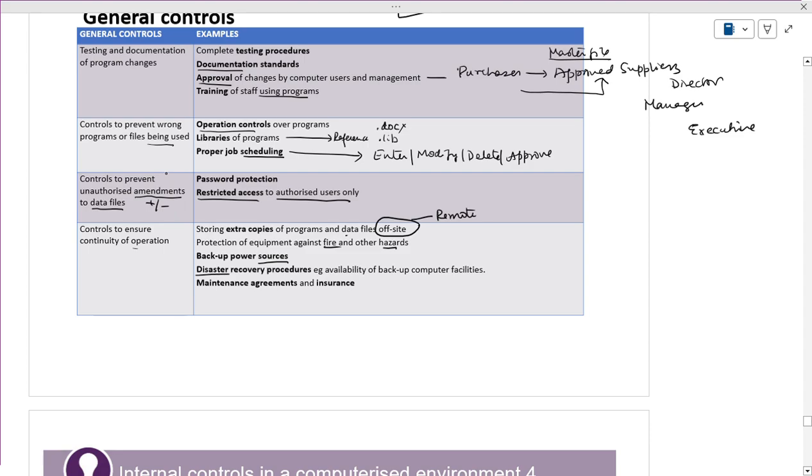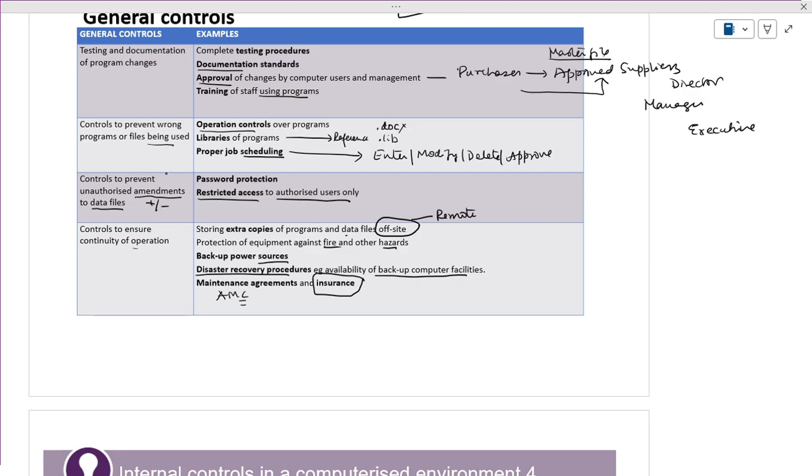You have disaster recovery procedures. You should know where backup computer facilities are available. And most importantly, you should have annual maintenance contracts, AMCs, and insurance for the assets. When you are doing the audit, you will do all these things. Auditors will ask where is the AMC, where are the insurance documents, where are the backup facilities.